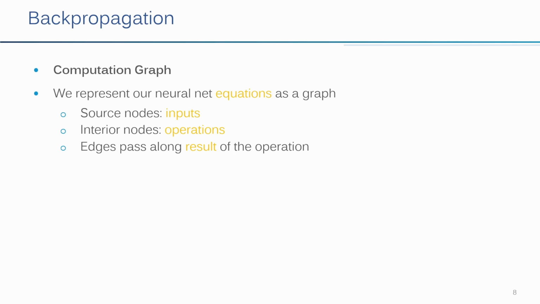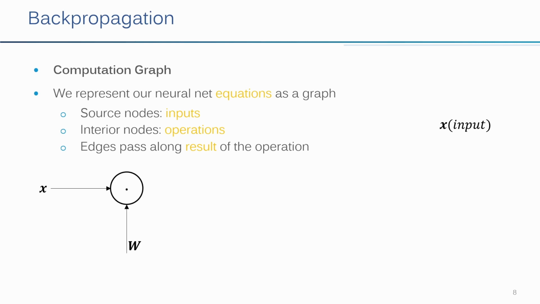So we will represent our neural network equation as a graph just to make it easier to visualize what we're going to do here. Our source nodes will be pretty much our inputs. Interior nodes are going to be our operations. We're going to use the same example that we had last class for named entity recognition. Later on, we'll see that we can apply this to different NLP tasks. It's pretty much the same idea. And then the edges will pass along the result of whatever operation that we have in our nodes.